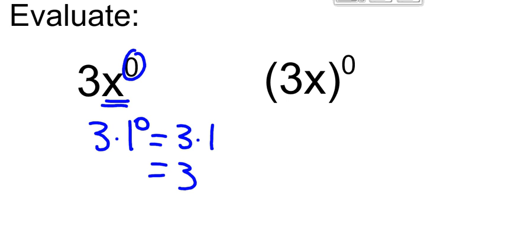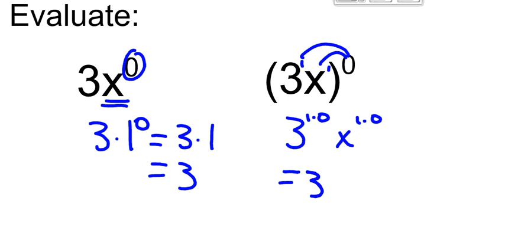This, on the other hand, this power of 0 is being applied to both of those things. So I'm going to put a little 1 here. That is going to be 3 to the 1 times 0, x to the 1 times 0. So that simplifies as 3 to the 0 power, because 1 times 0 is 0, and x to the 0 power, 1 times 0 is 0. So 3 to the 0 is 1, x to the 0 is 1, 1 times 1 is 1. Final answer.